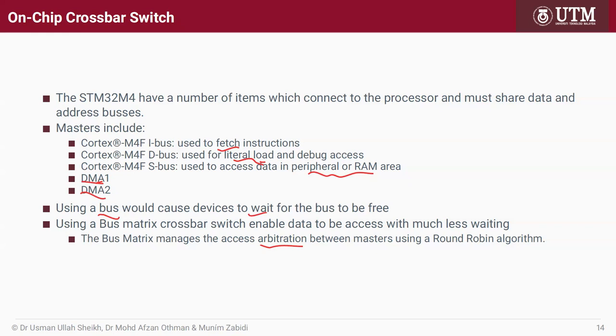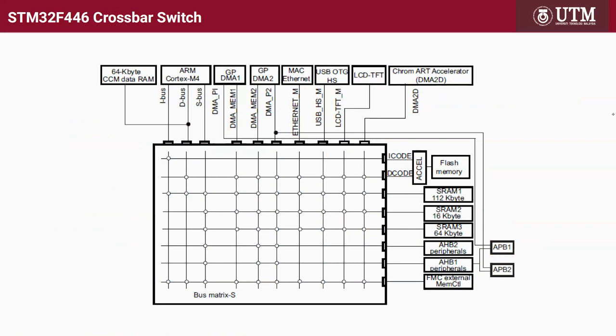That's called arbitration. Arbitration serves the purpose of resolving who has access to the data when 2 or more devices want to access the same data at the same time. So they use what's called the round robin algorithm to decide. This is actually a complex thing to have in a very cheap microcontroller.